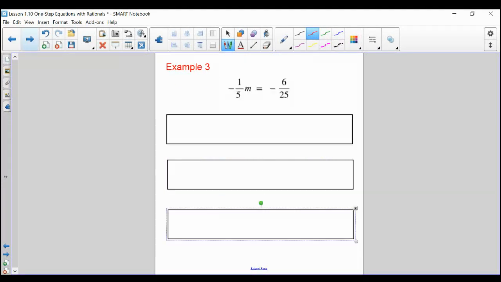Going to the next problem. Negative 1/5 m equals negative 6/25. I'm going to now find that variable. Here is the coefficient. I'm wrapping it in parentheses because it's negative. So now I need to think about what is that coefficient.